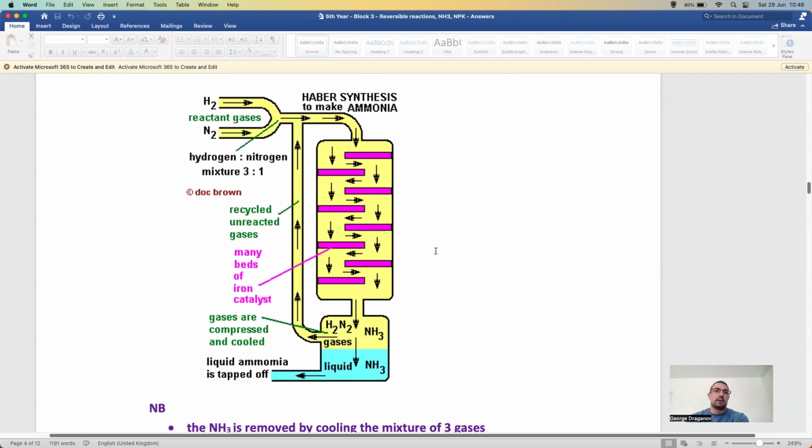The process looks a bit like this. You feed hydrogen and nitrogen into the reactor. They react together and they form ammonia. Ammonia can then be tapped off as a liquid. And the N2 and H2 that have not reacted or have been reformed because the reaction shifted backwards, they get recycled back into the reaction mixture.